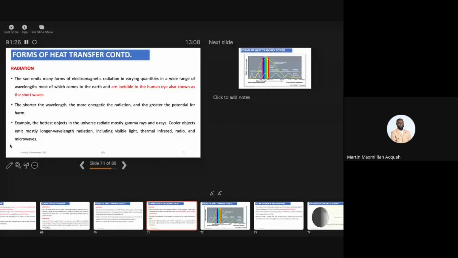The UV is harmful, while the infrared is less harmful.